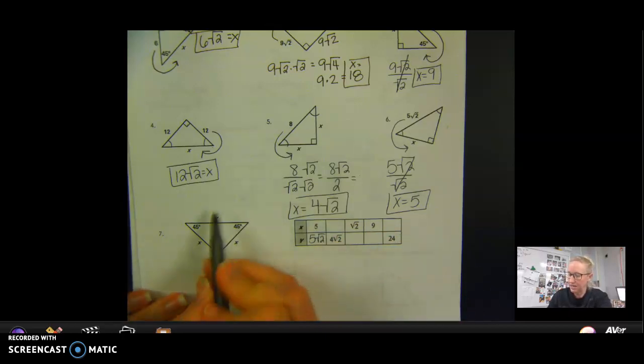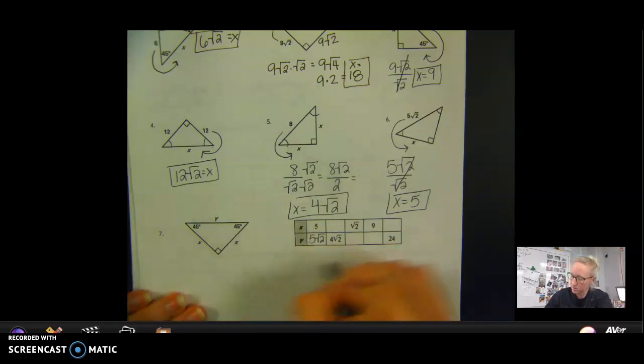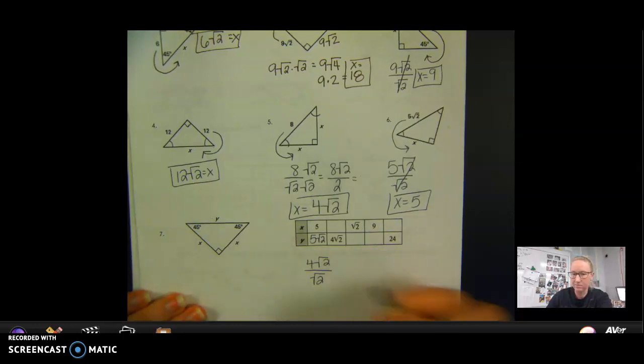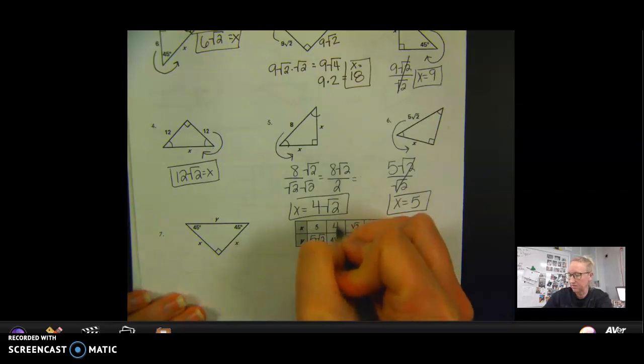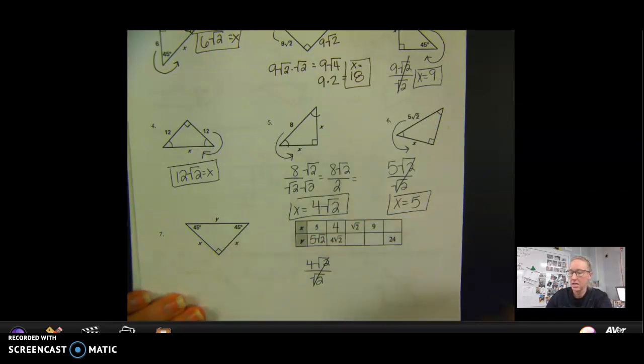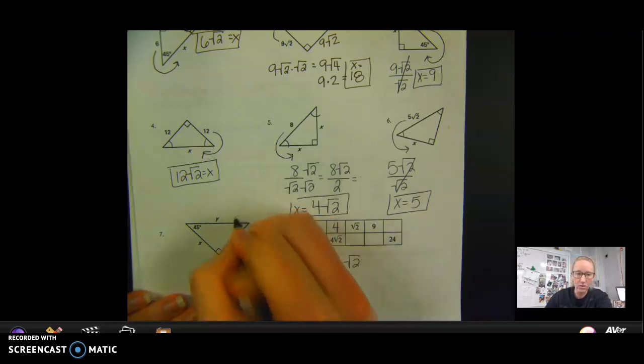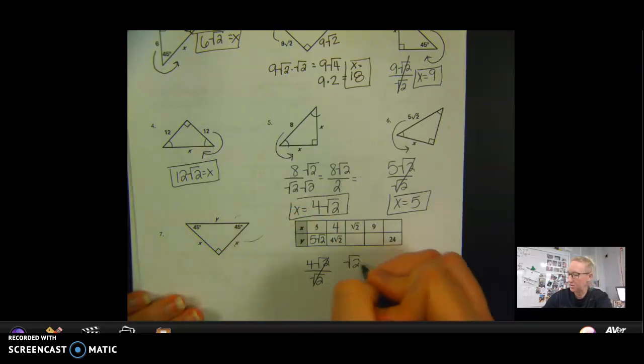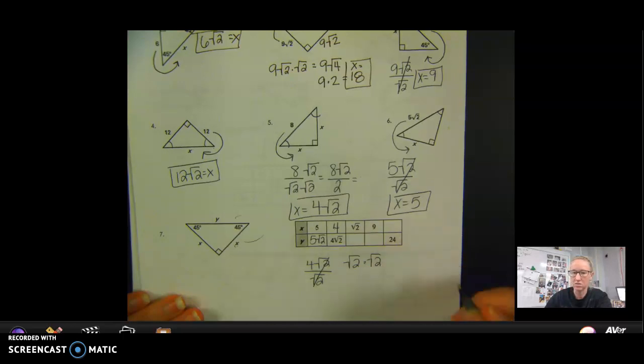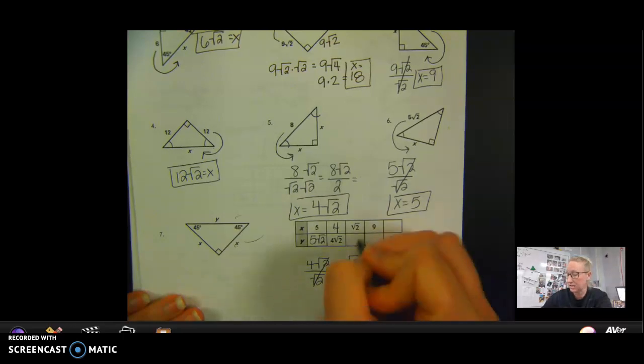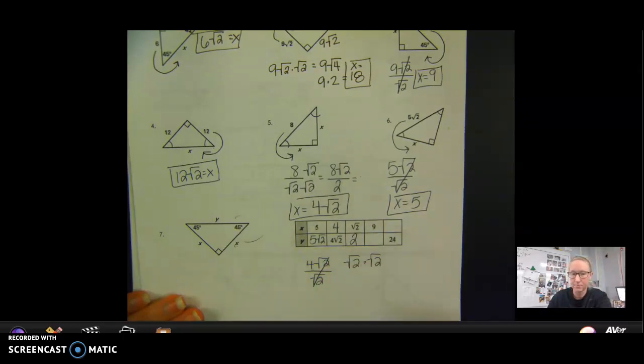Here they gave me my hypotenuse, which is 4 square roots of 2. I have to go backwards to find my leg, so I divide by the square root of 2. That cancels, that just gives me 4. Here they gave me a leg of a square root of 2. I have to go forward to find my hypotenuse, so that is multiplying by the square root of 2. So that's square root of 4. Square root of 4 is actually just equal to 2.